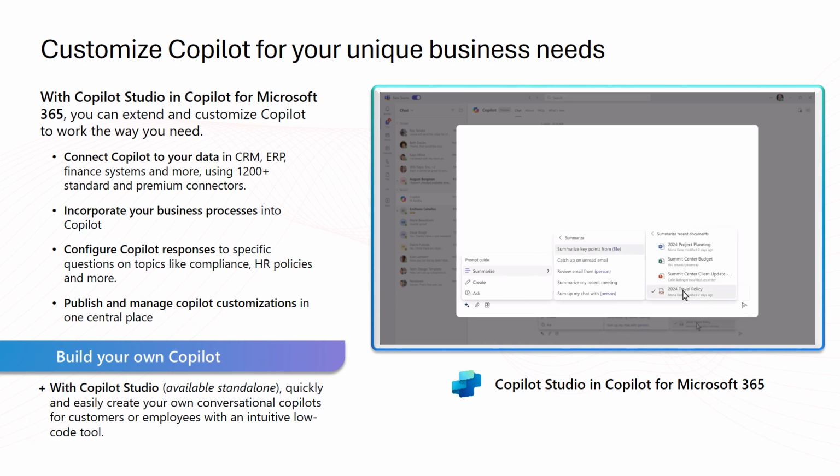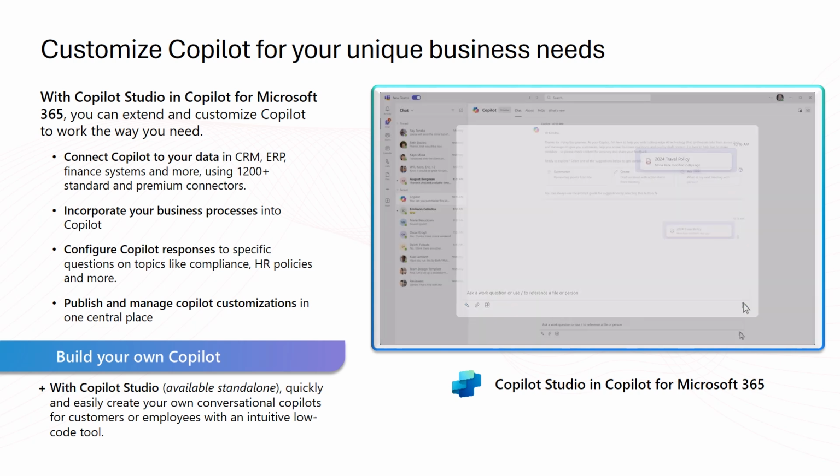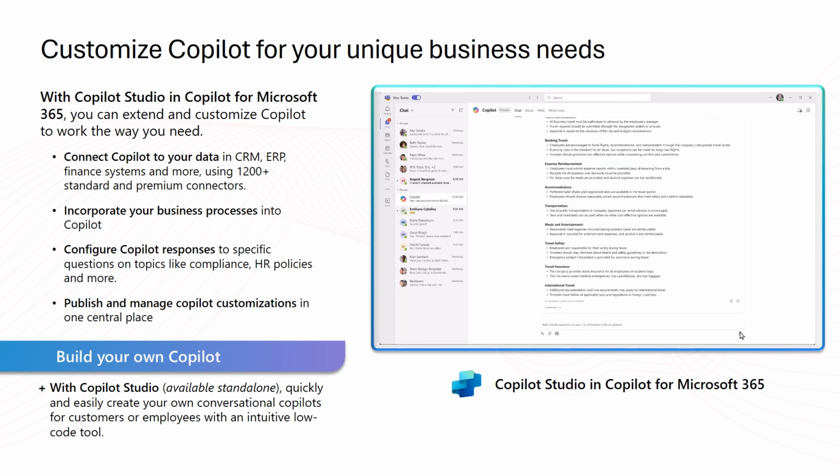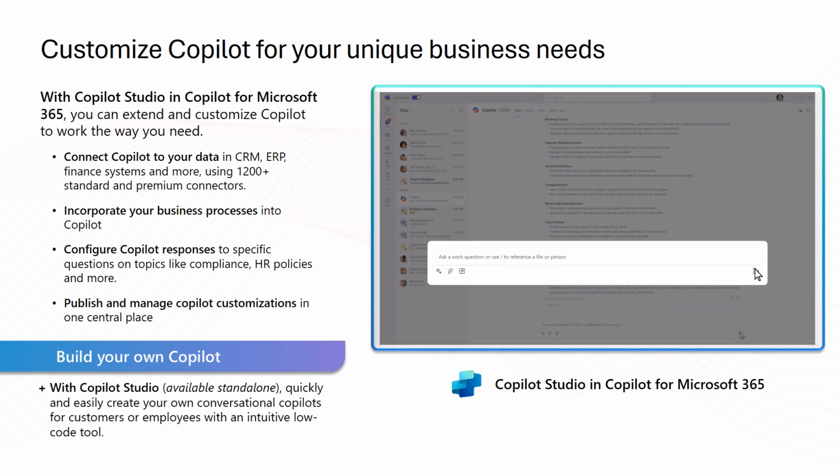Here we are in Copilot chat. You've seen Copilot quickly and easily summarize documents, like this travel policy. But what if you wanted to know more? Like how much of your team's travel budget is left for the rest of the quarter?